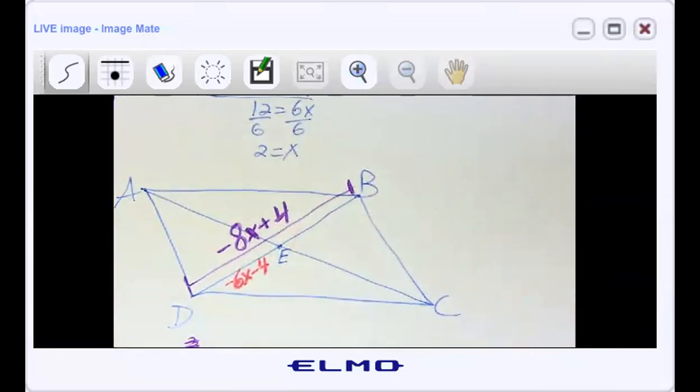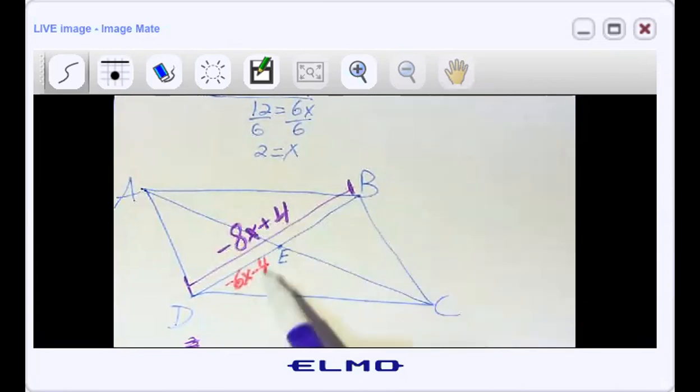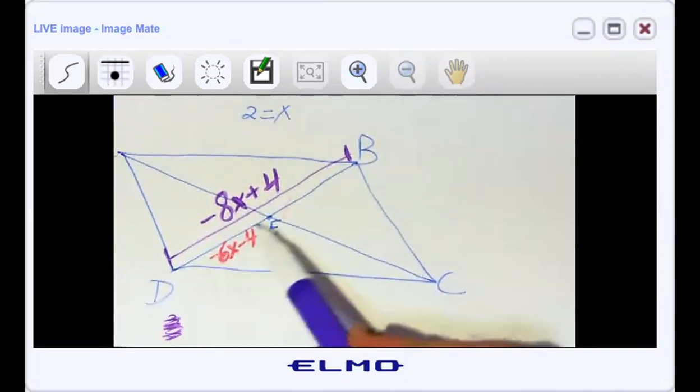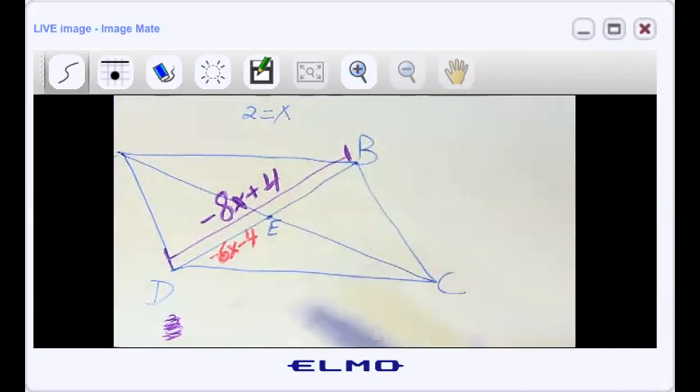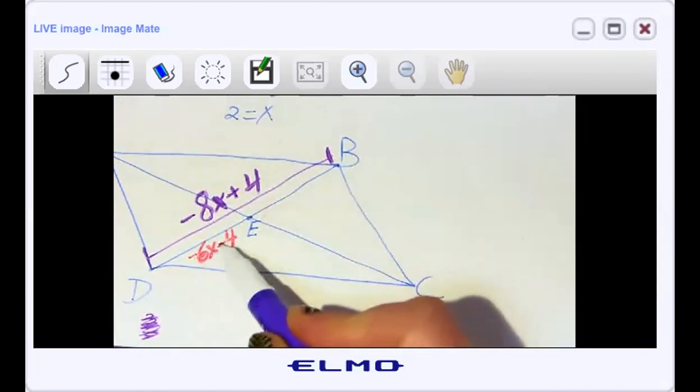But even though x comes out to be -3, when you plug it back in, nobody's negative. Because if you do -8 times -3, now it's a positive 24 plus 4, you get 28, and that's totally fine. Same thing happens down here. -6 times -3 is now a positive 18, minus 4 is still 14. So you would have an issue if one of the lengths ended up being negative, but they're not. So I tried to throw you for a loop. Don't let me.